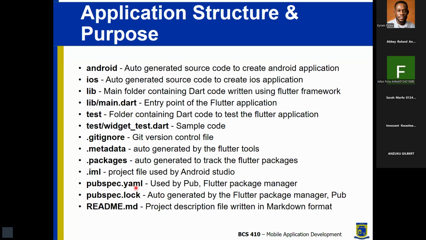pubspec.yaml. Like I said, with this part we'll be coming up with assets. Assets are basically the images and the icons and the other resources that you'll be using in your project. So we'll be using the pubspec.yaml to manage those resources. Then we have the pubspec.lock, which is also generated by the Flutter package manager, and then the README, which is written in Markdown format.